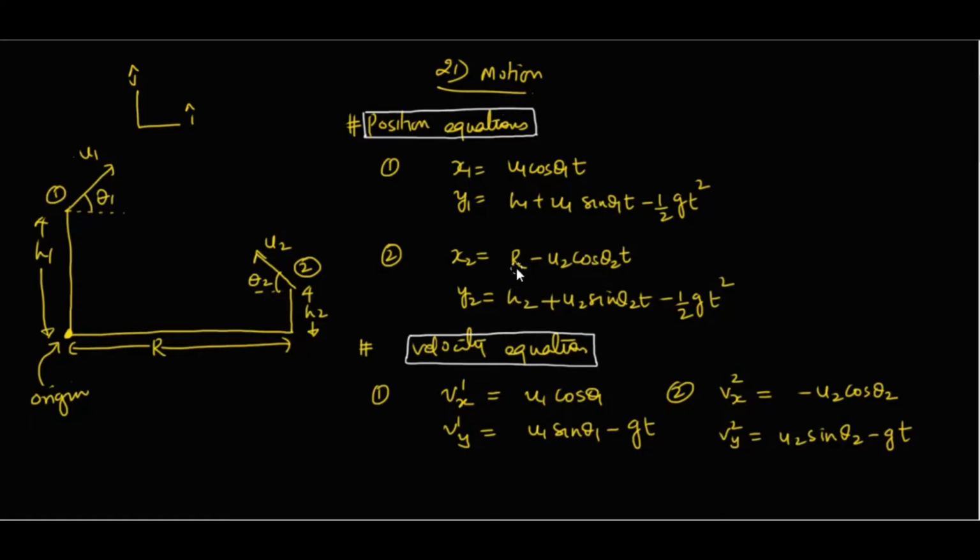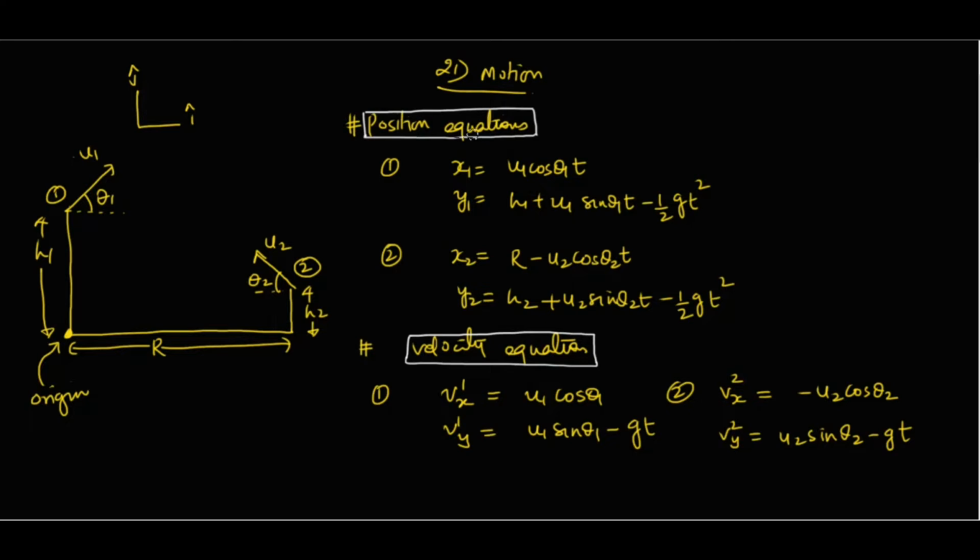Hi, in this video we'll be learning problem solving techniques in 2D motion, and here's a simple scenario. I've tried to keep it as general as possible. So here's a particle 1 which is at a height of h1 from the ground, and then we have a particle 2 which is at a height of h2 from the ground, and the horizontal distance between them is r. Here is my origin, and the respective parameters are given: the theta1, theta2 values and u1 and u2 values, and I'm going to take this convention.